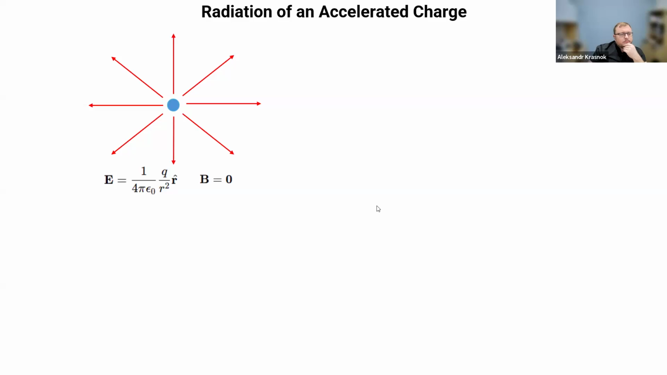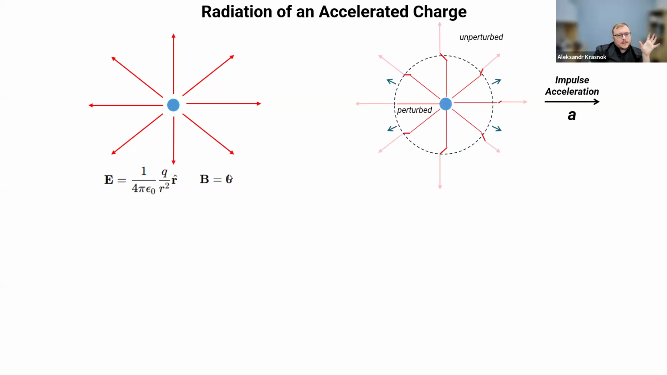So now let us consider the same charge, but subject to acceleration. Okay, so again, starting from the resting charge, it creates the electric field of this symmetric distribution. Now I make this charge abruptly accelerate, like impulse acceleration. Okay, so accelerated and then stop. So what happens, right?